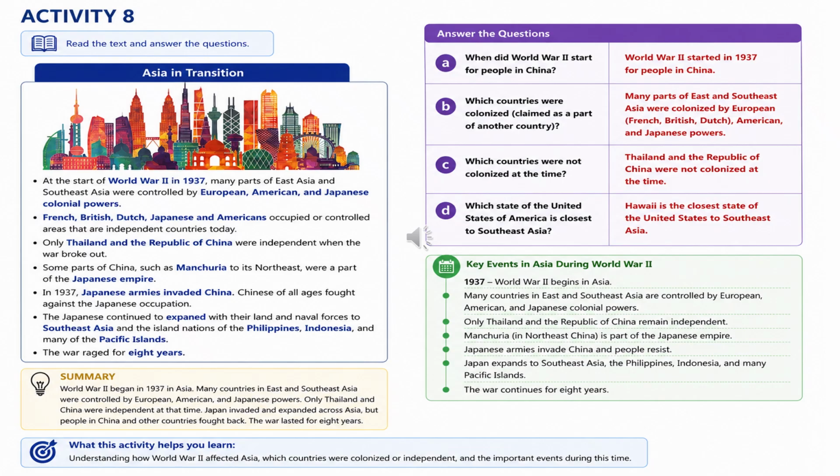So as we can see from this activity, World War II had a major impact on East Asia. It changed the history of many countries and influenced their development for many years afterwards. So learning about these historical events helps us understand how the region developed as we can see today.